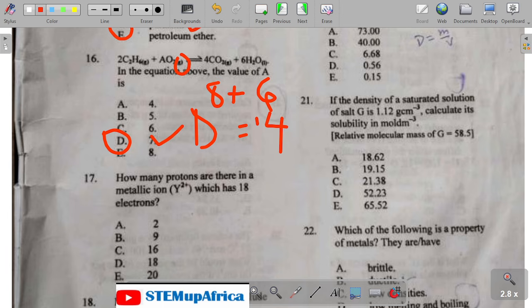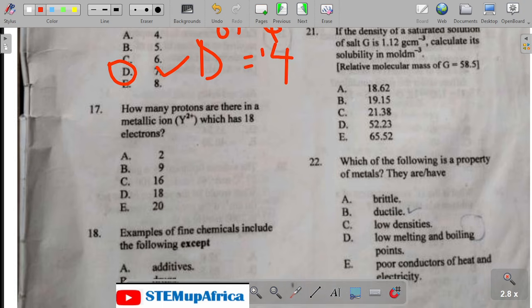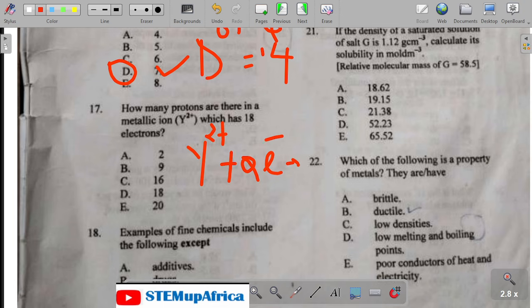Then number 17, how many protons are there in the metallic ion of this? How many protons are there? So for Y2 plus, we lose 2 electrons to form just Y. So proton equals electron for a neutral atom. Okay? So the answer is 16, which is C.